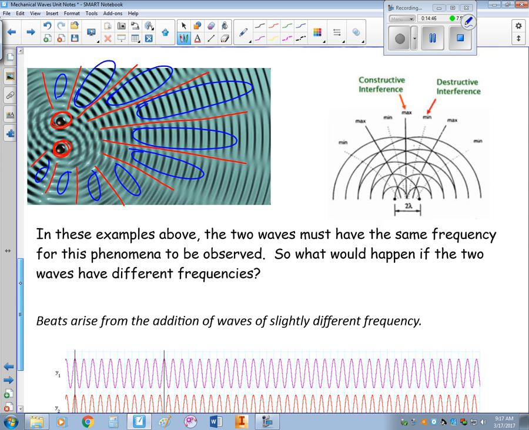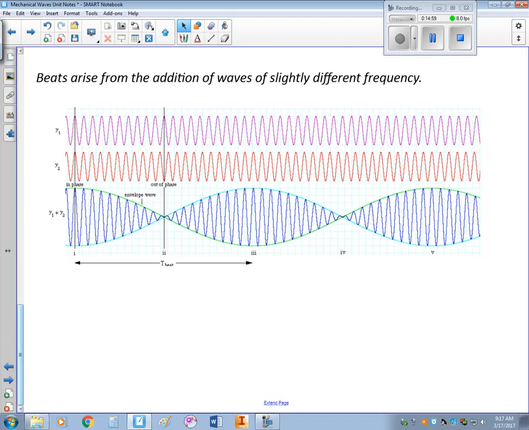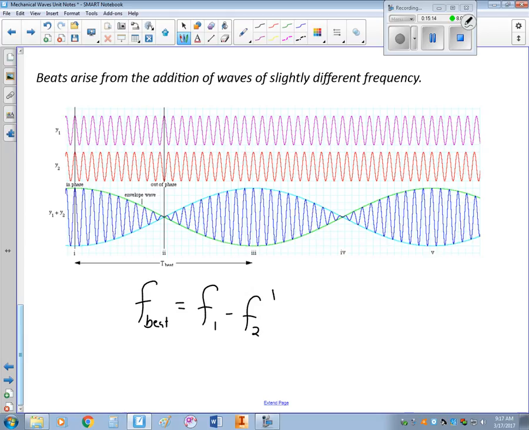What happens, though, if the two waves have different frequencies? Well, then we'll get something called beats. What happens is that some of the waves will line up for constructive interference, and then it'll line up for destructive interference, and we'll get a beat pattern. Now, the way we calculate that beat frequency is by taking the first frequency minus the second frequency, and we just look at positive values.